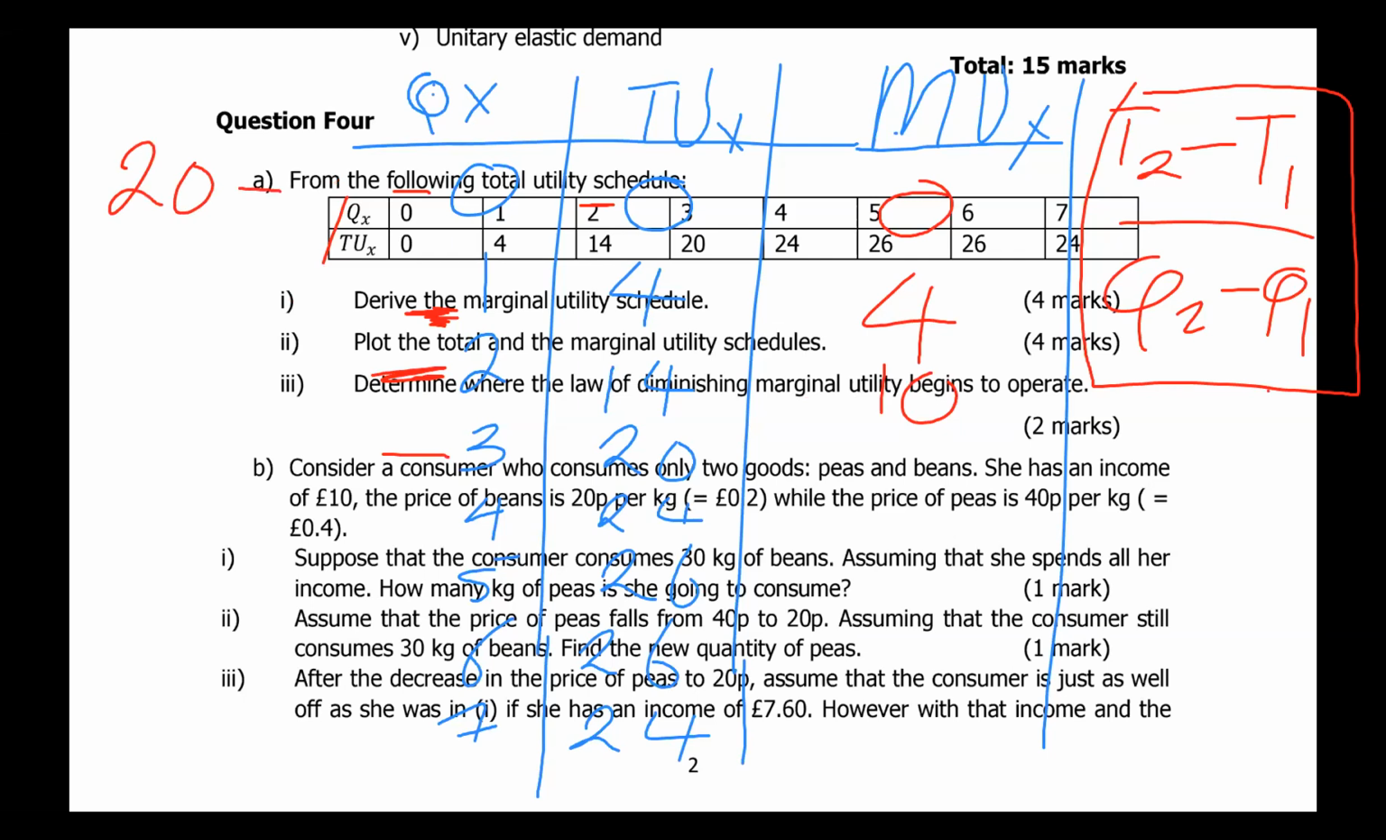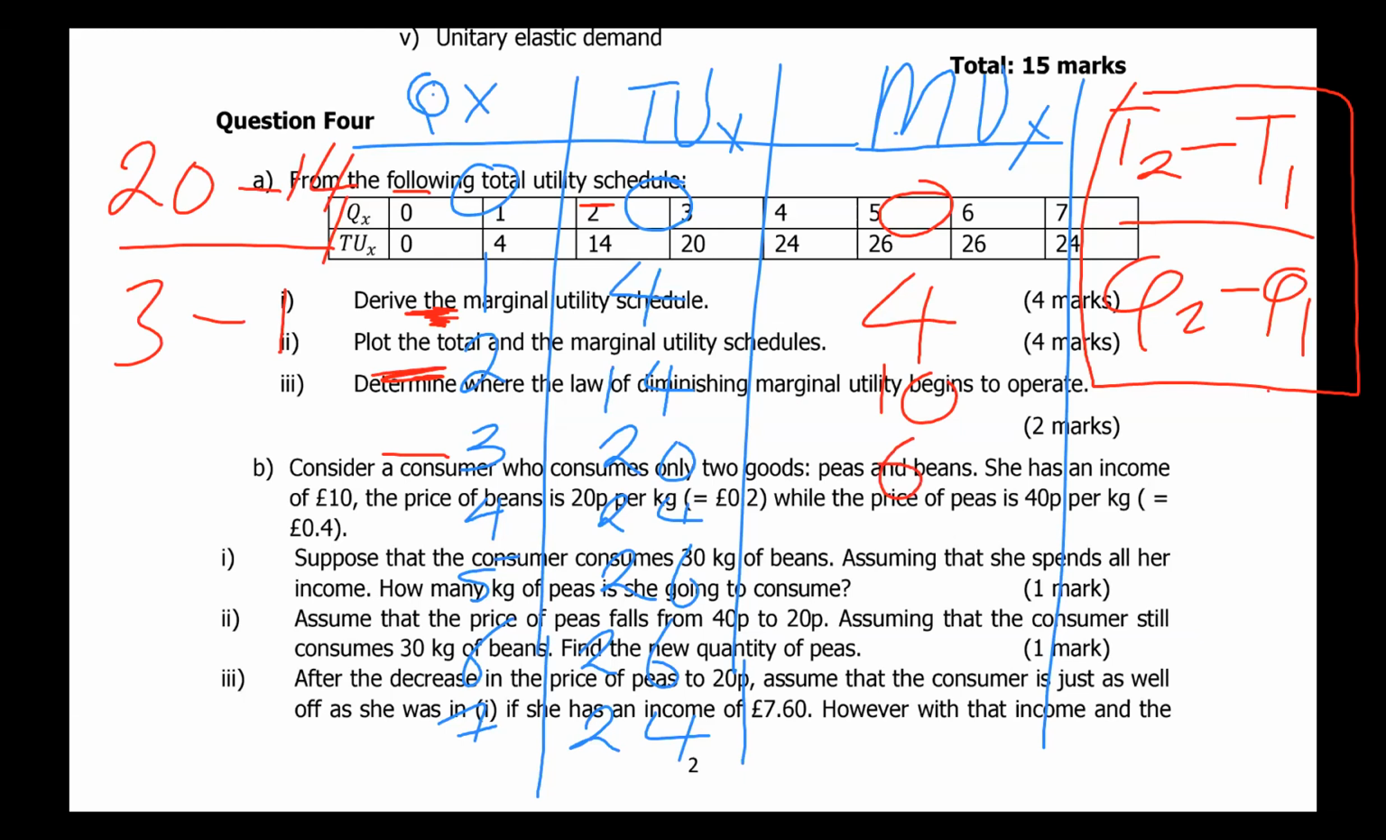20 minus 14 divided by 3 minus 1. For the quantities, they just have a difference of 1, so for this question only. So what is 24 minus 20? Oh, not minus 6. 20 minus 14 is 6, right?